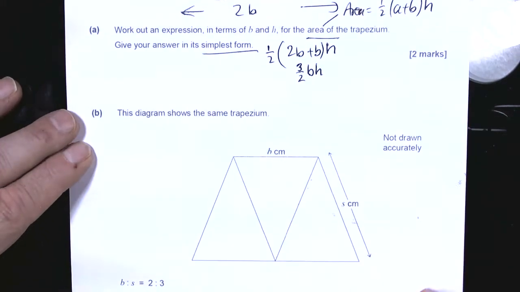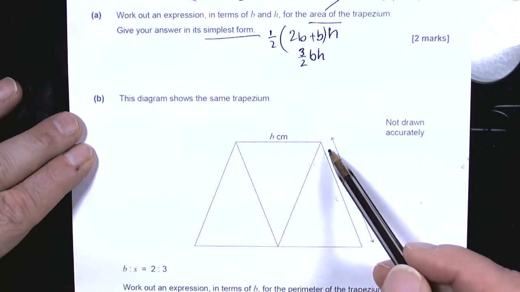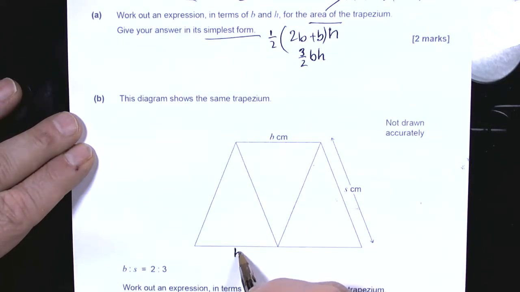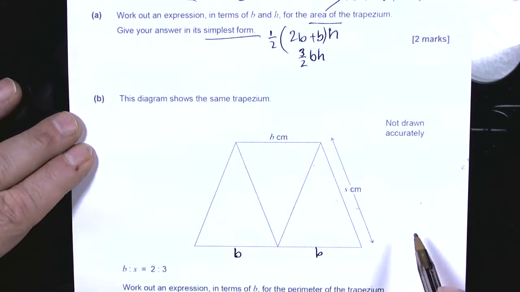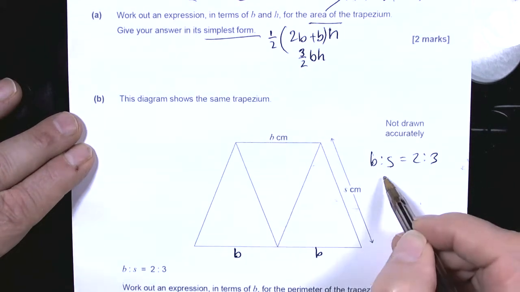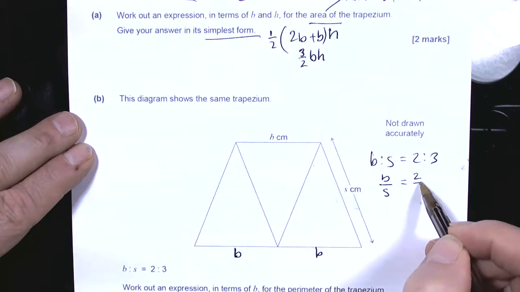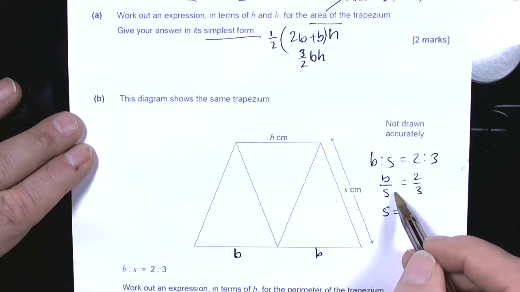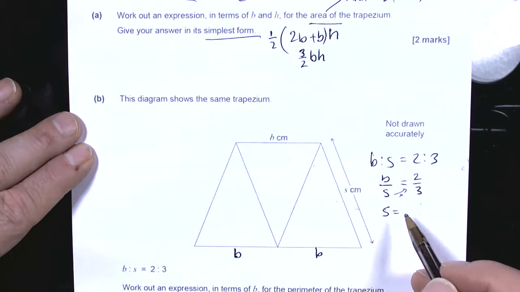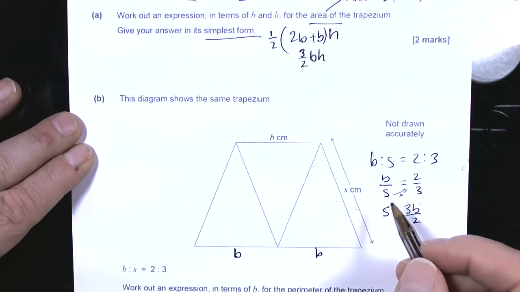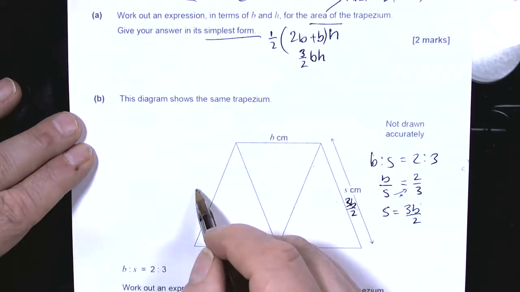The question goes on and talks about a ratio here for the length of this slant side, and it's the same trapezium, so we've got to work out an expression for the perimeter, and it's got to be just in b's. Okay, so we know that this was B and this was B because they're isosceles triangles. We need this S in terms of B, and the ratio of B to S equals 2 to 3 means that I can write the fraction B over S as the same as 2/3. So S, if we take this across by multiplying, and then take the 3 across by multiplying, and then divide by the 2, S is the same as 3b over 2.